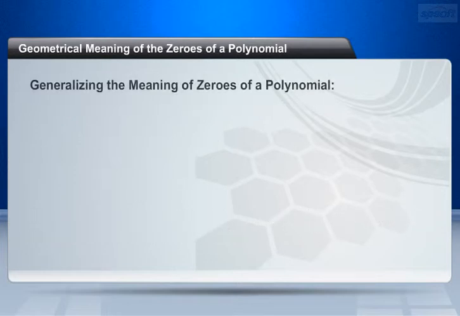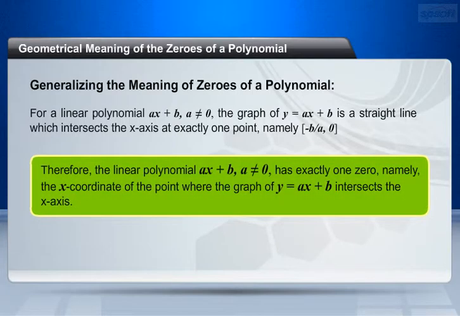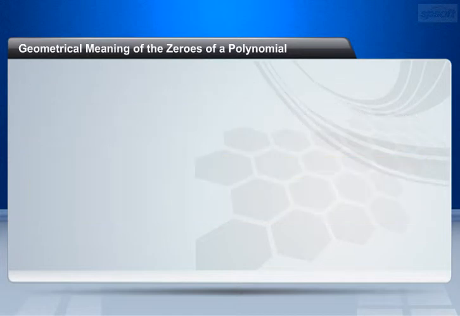Now let's generalize the meaning of zero of a polynomial. For a linear polynomial ax plus b, a is not equal to 0, the graph of y equals ax plus b is a straight line, which intersects the x-axis at exactly one point, namely (-b divided by a, 0). Therefore, the linear polynomial ax plus b, a is not equal to 0, has exactly one zero, namely, the x-coordinate of the point where the graph of y equals ax plus b intersects the x-axis.